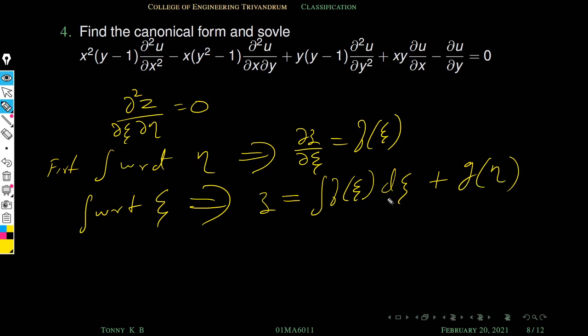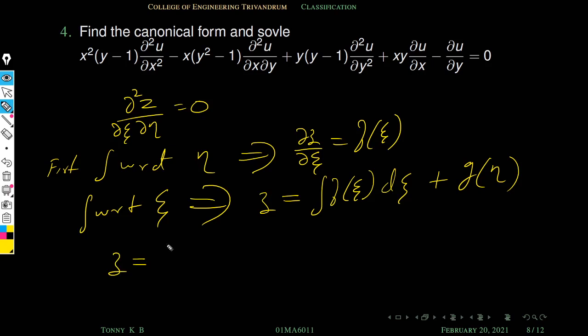And what about this integral? We don't know what the integral of f of psi is, because f is an arbitrary function. f may be sine or cos, may be a polynomial, whatever it is. So anyway, after integration, this is also a function of psi. We can take this as another arbitrary function, because their integration is also arbitrary. Depending on f, the integral is also different.